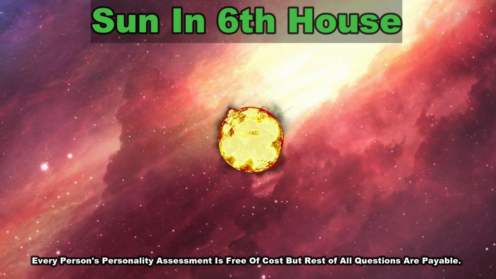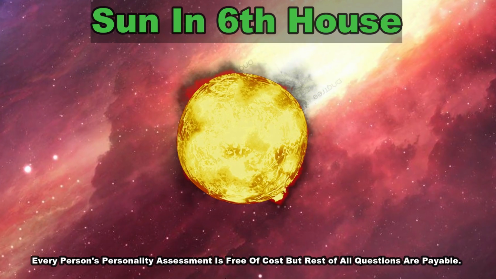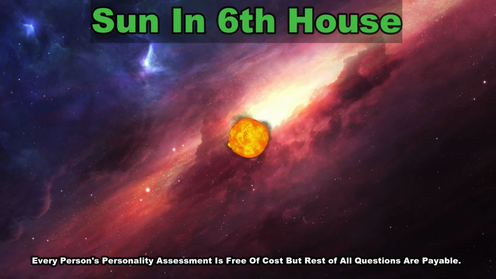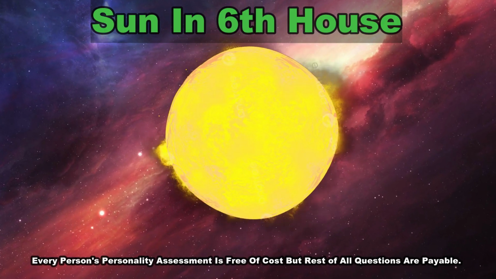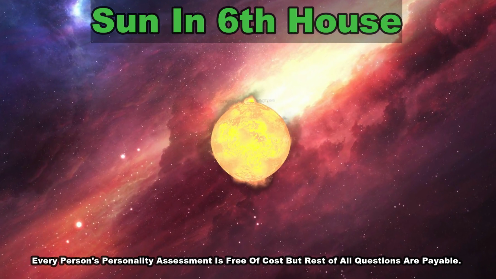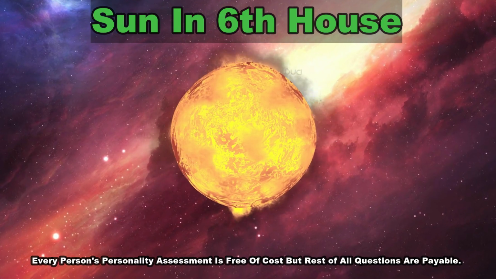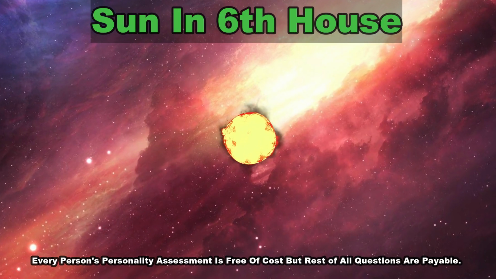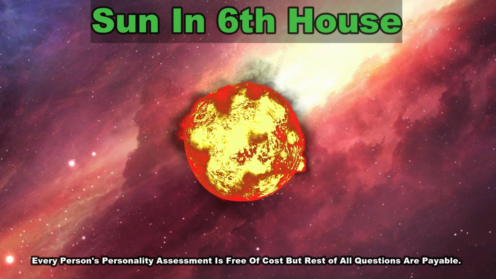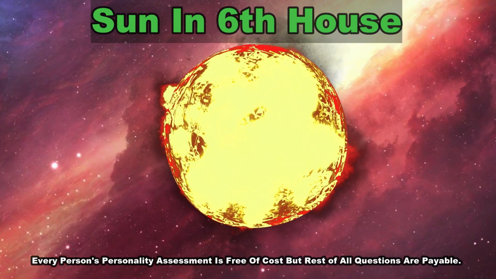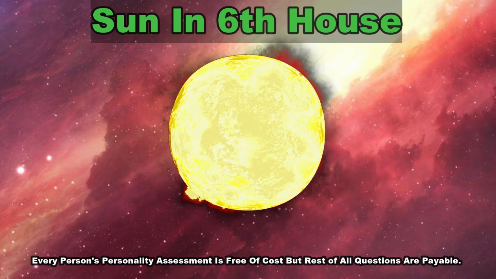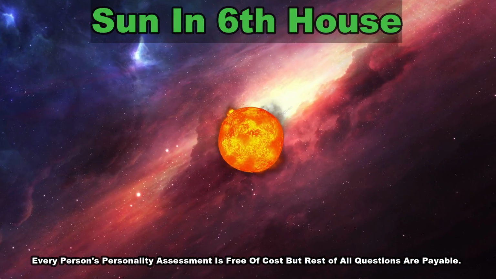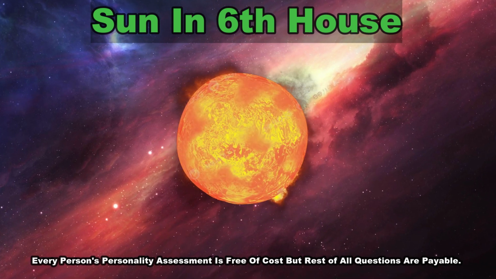The Sun possesses only a seventh aspect, that is, it casts its gaze upon the house directly opposite the one in which it is situated. Therefore, if the sun is in the 6th house, its aspect will fall upon the 12th house. The 12th house is associated with expenditure, foreign lands, loss, and spiritual liberation.